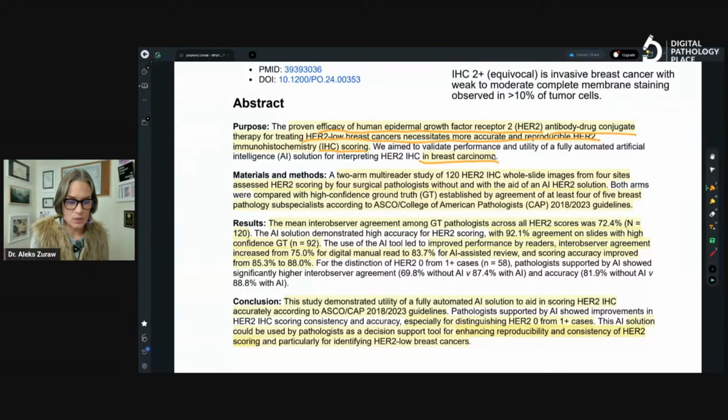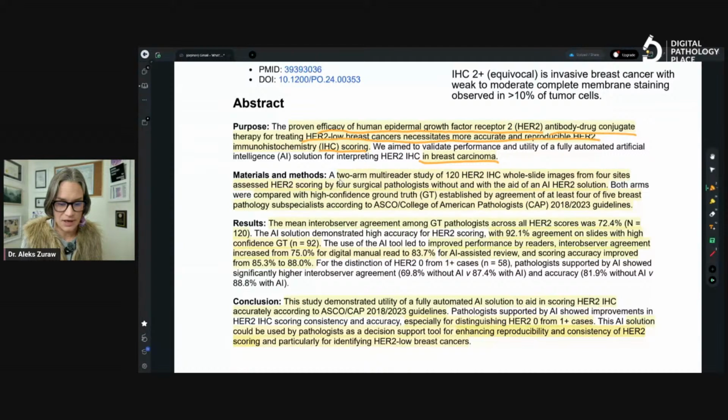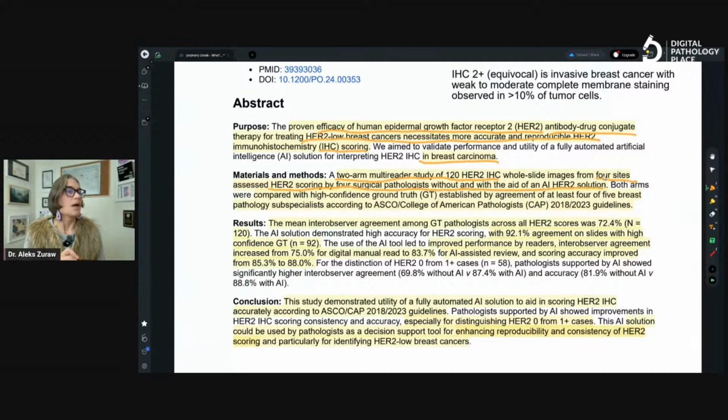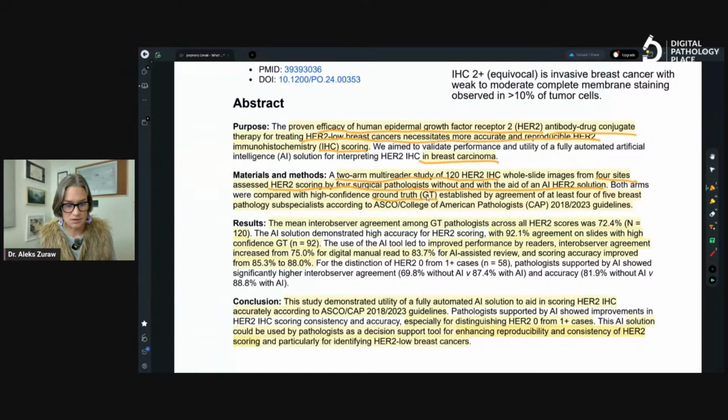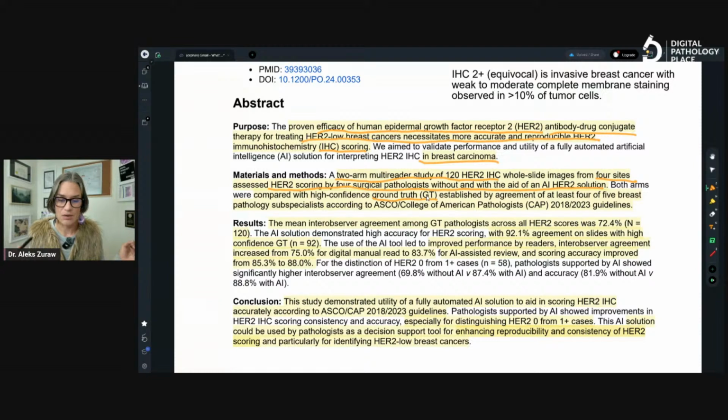Okay, so there was a 2-arm multi-reader study of 120 HER2 IHC whole slide images, 4 sites, assessing HER2 scoring by 4 surgical pathologists without and with the aid of an AI HER2 solution. And here we come to the problematic statement: ground truth established by pathologists. And what are we trying to achieve? To have pathologists be more concordant with each other. So ground truth established by non-concordant pathologists is now guiding something that is supposed to be more concordant.